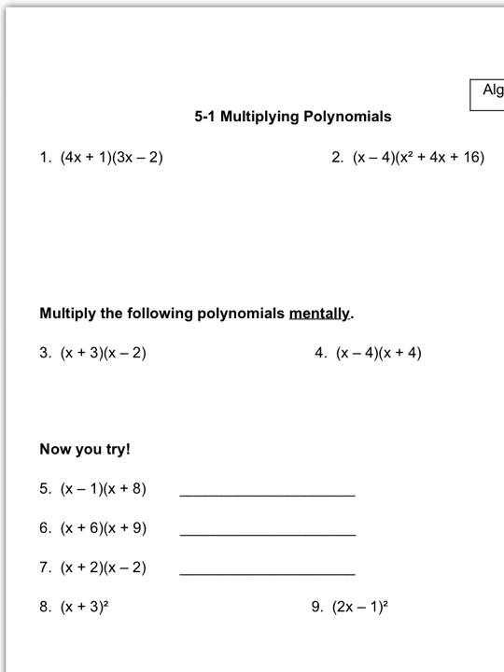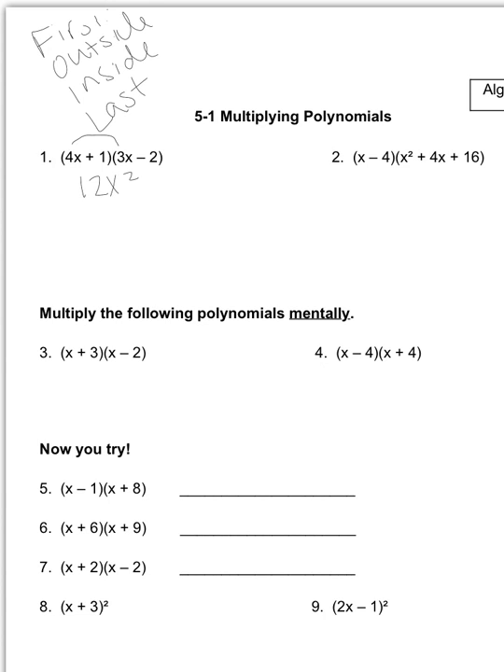So if you remember from Algebra 1, FOIL, the F represents the first term, outside term, inside terms, and last terms. Okay, so that's the order that we multiply them. So we'll multiply the first two terms together. That would equal 12x squared.